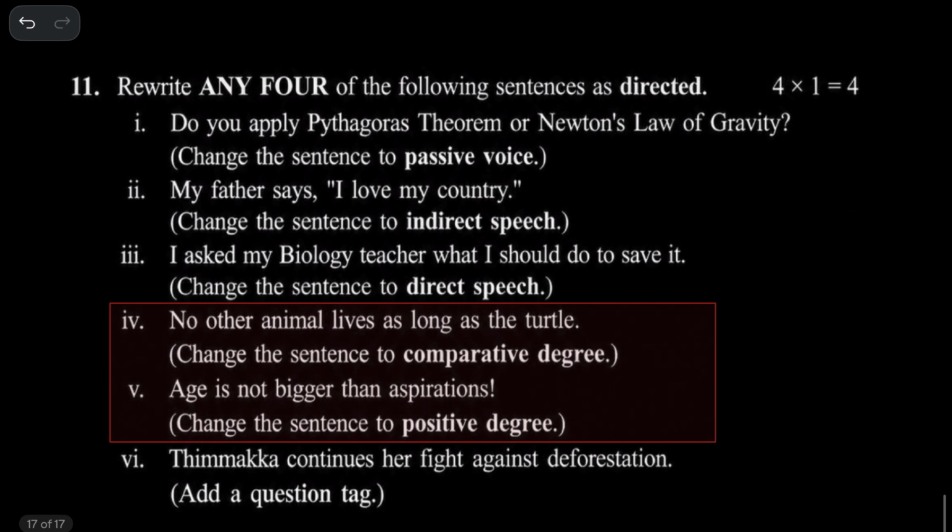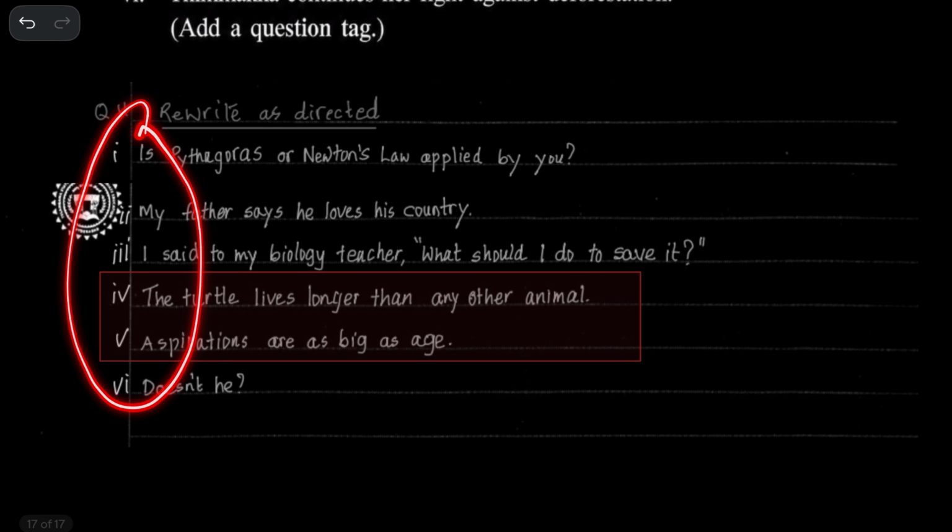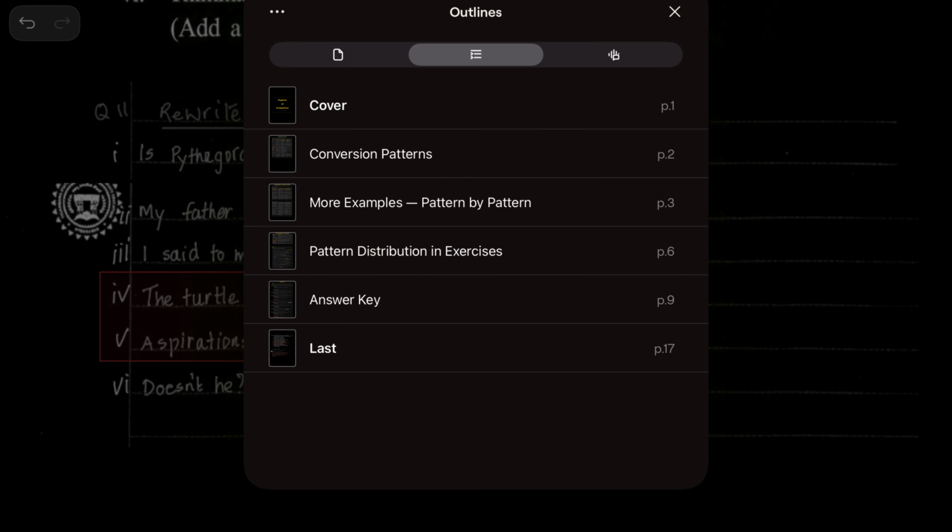Now, how do they give the questions in the board examination? Degrees of comparison question is given in bit number 11, and there are two questions, as you know, the fourth and the fifth question will be given like this. And as always, you will get six questions, and you will be asked to answer any four for 4 marks. And you need to write answers to all six questions, because even if you make one or two mistakes, you will not lose any marks at all. You will get all the marks.